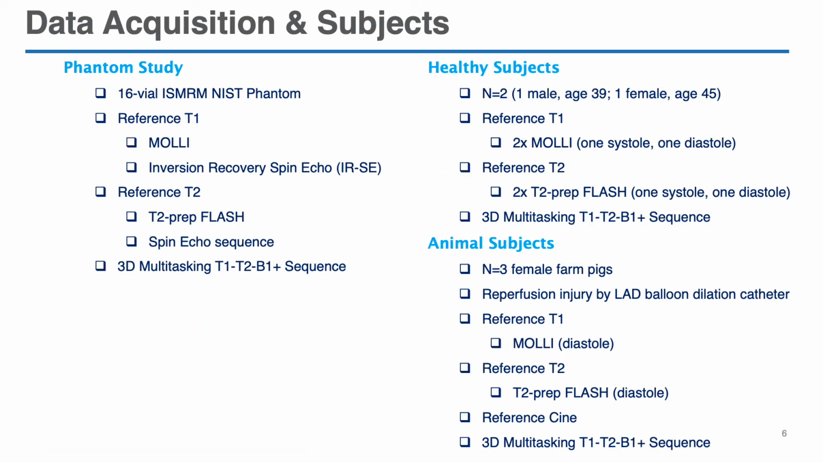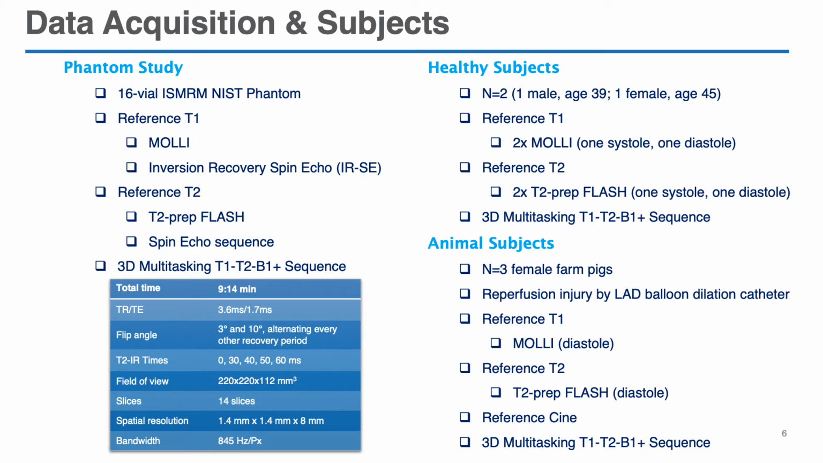We validated the multitasking sequence with a 16-vial NIST phantom along with the reference T1, T2 scans. We also scanned 2 healthy volunteers and 3 female farm pigs with reperfusion injury in the myocardium. Both the multitasking sequence and the reference T1, T2 scans were collected in those scans. Here's a summary of the important parameters of the multitasking sequence. Basically, we can have the whole ventricle scan with a resolution of 1.4 by 1.4 by 8 millimeters within less than 10 minutes.